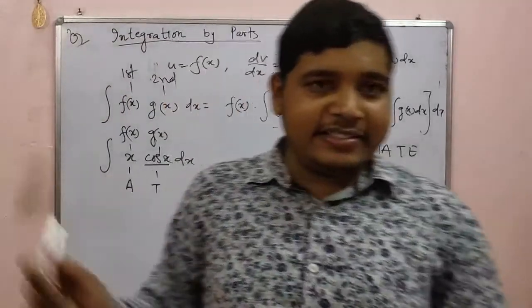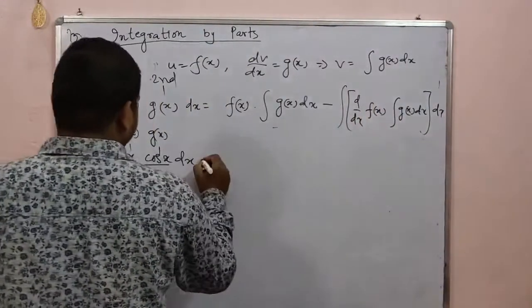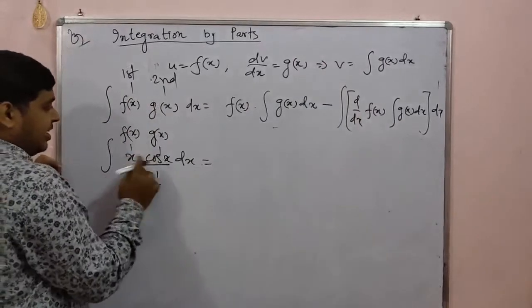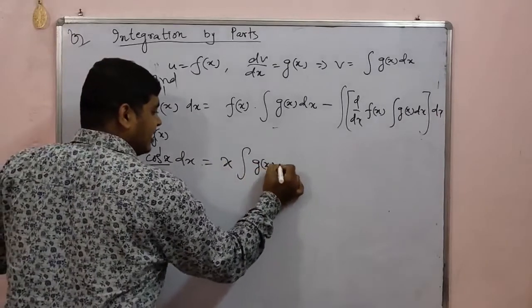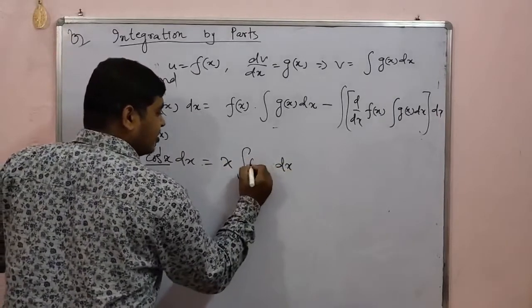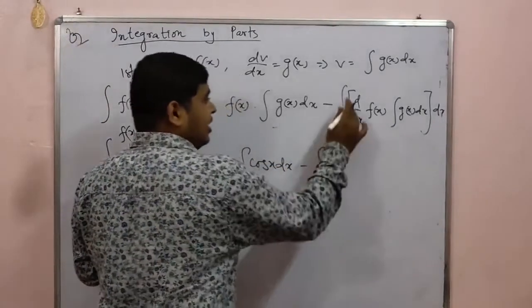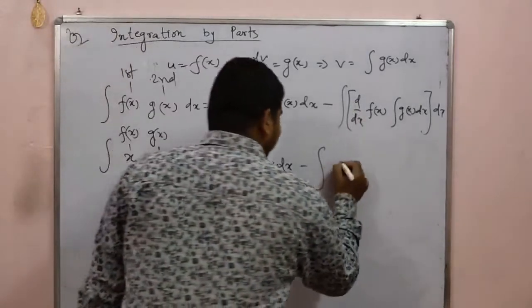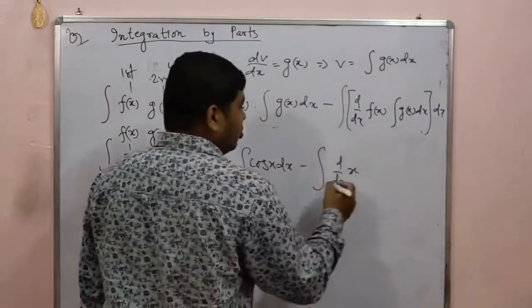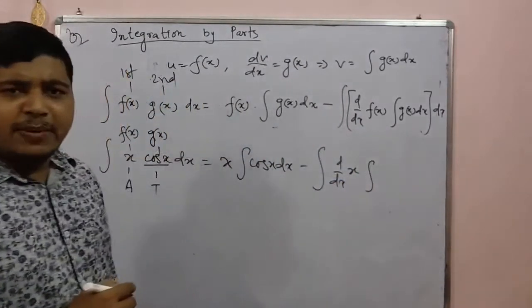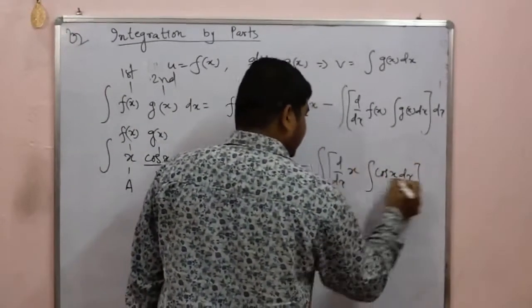So now we integrate this x into cos x. This is equal to f of x, that is x, into integration of g of x dx, that is integration of cos x dx, minus integration of derivative of f of x, meaning derivative of x, into integration of g of x, cos x dx, whole dx.